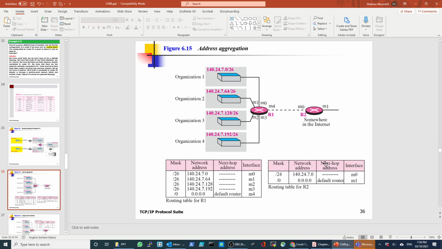So the router in here does not need to think where it's going to go. It just has to know that I have to send it to router 1. So whenever address is 140.24.7.0, send it to where?